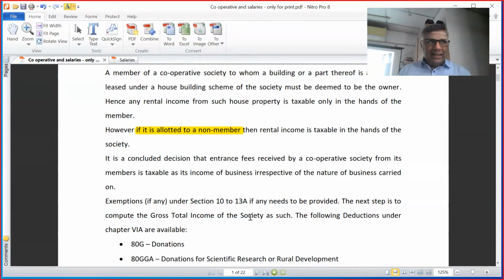Also, interest or any payments, please understand, any payment between the member and the cooperative society comes under mutual concerns. What is a mutual concern? Collected from the members, used for the members, the surplus is available to the members.